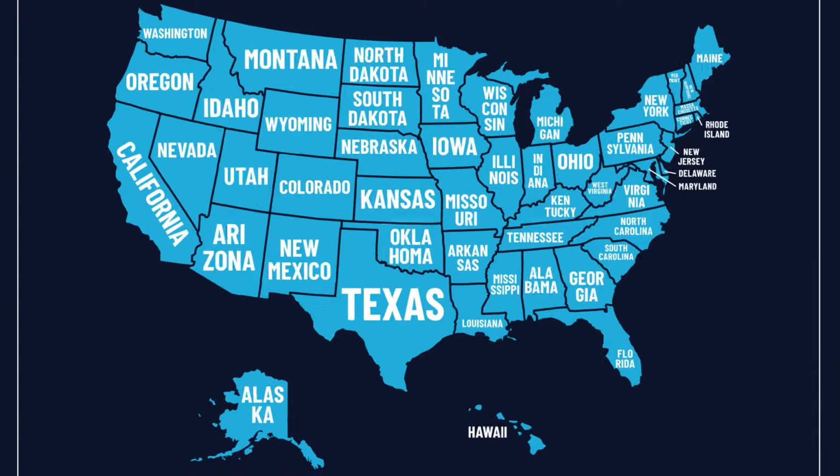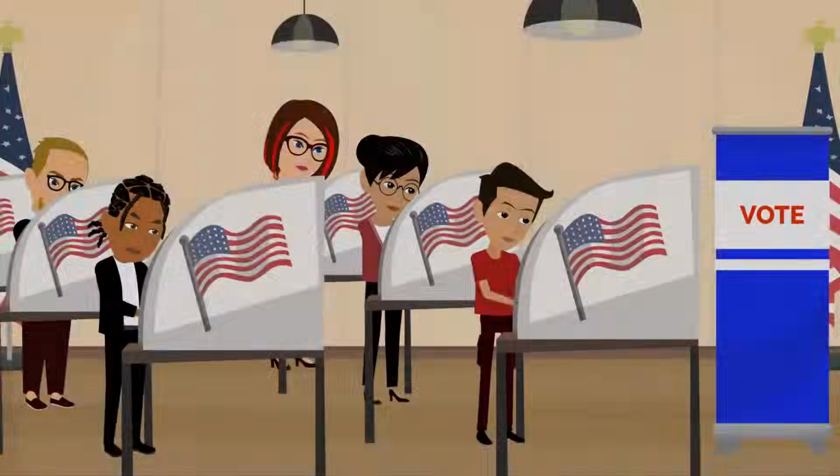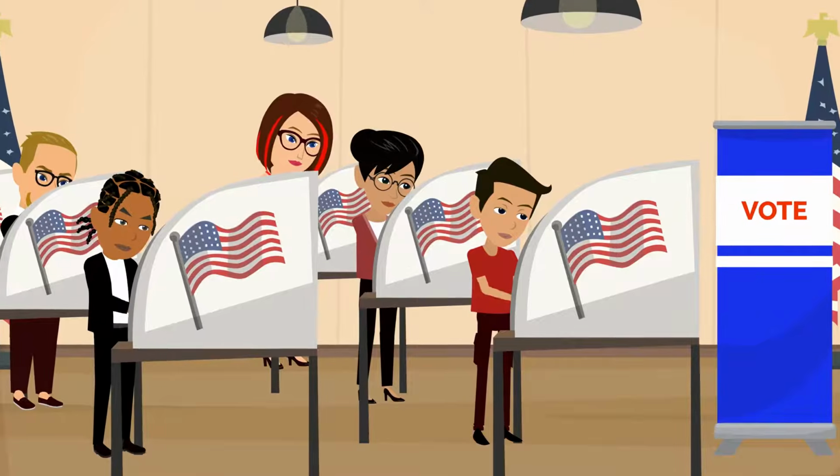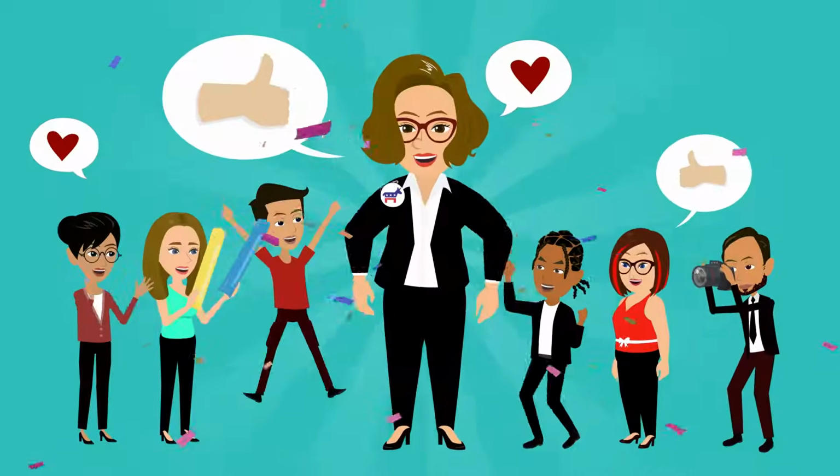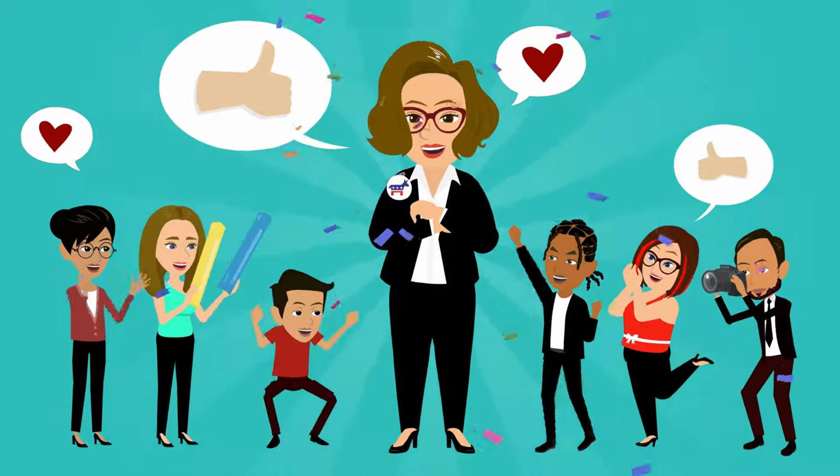Primaries are like smaller elections in each state. People vote for the candidate they want to represent their party. The person with the most votes from each party becomes the party's nominee for president.